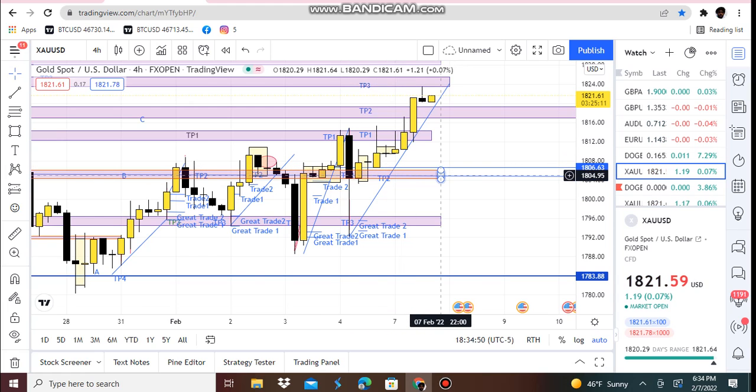These are our psychological levels: take profit 1, take profit 2, take profit 3. This helps us trade. You see take profit 4. This helps us trade.